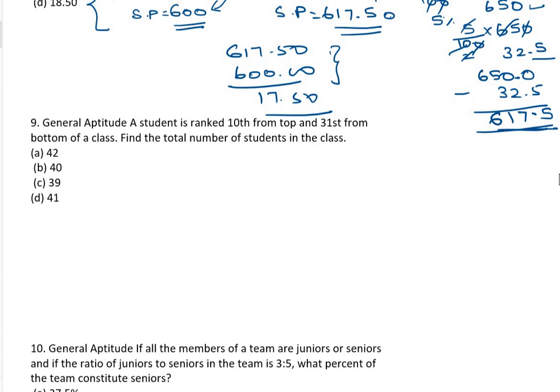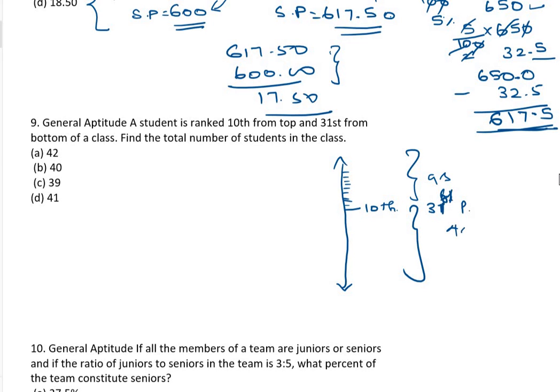A student is ranked 10th from the top. This is the ranking list. 10th from the top means the 10th position, so 9 students are there above. 31st from the bottom is the 31st position, so 9 more students are there. So total 40 students. The question is the total number of students, that is 40. Come to the next question.